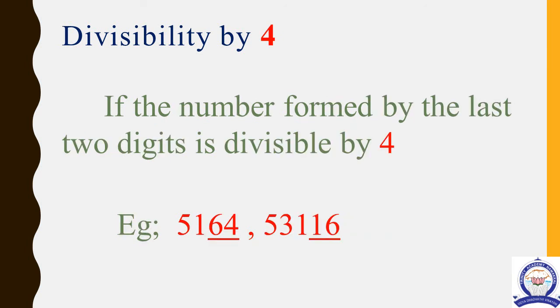Next, divisibility by 4. If the number formed by the last two digits is divisible by 4. For example, 5164. In this, you consider the last two digits, that is 64. In the 4 table, 4 16s are 64. So 64 is divisible by 4. Therefore, 5164 is divisible by 4.